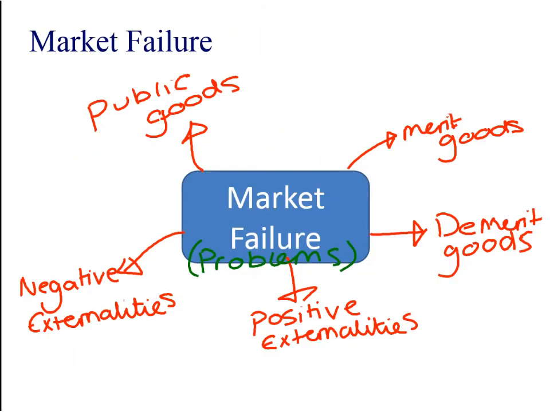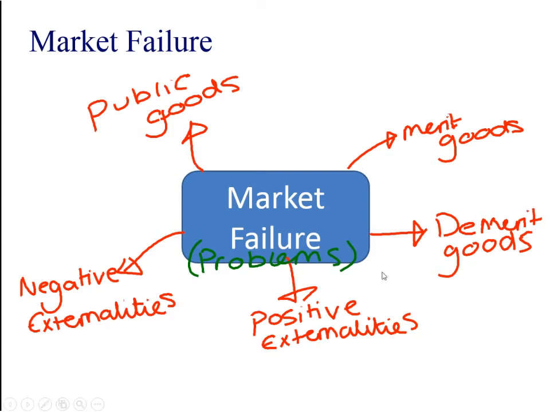Okay, and these are the 5 different types of market failure that you need to know about for this course. So we've got negative externalities, positive externalities, merit goods, demerit goods, and public goods. Now, merit goods and demerit goods are actually caused by something called information failure, which we're going to have a look at in this presentation.